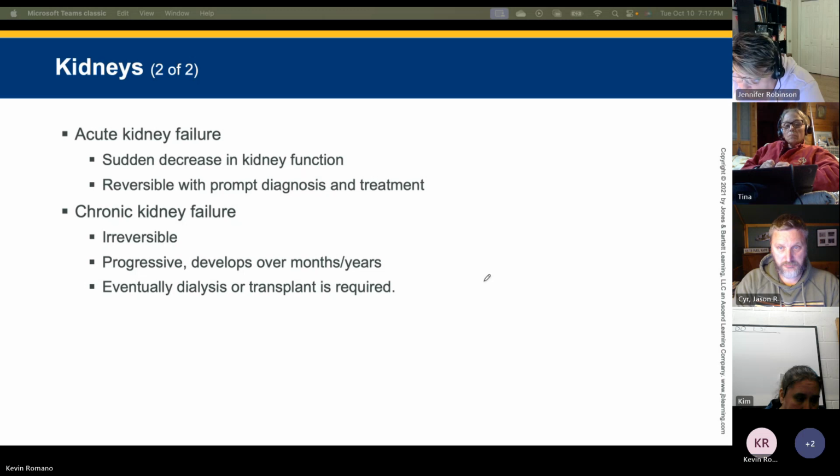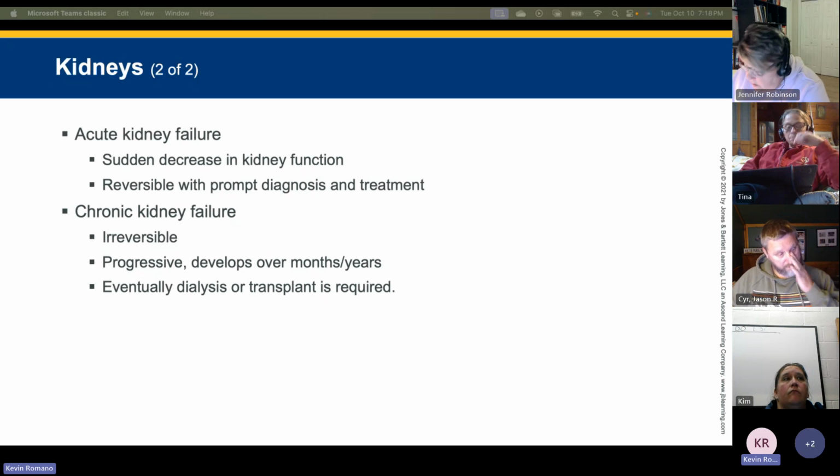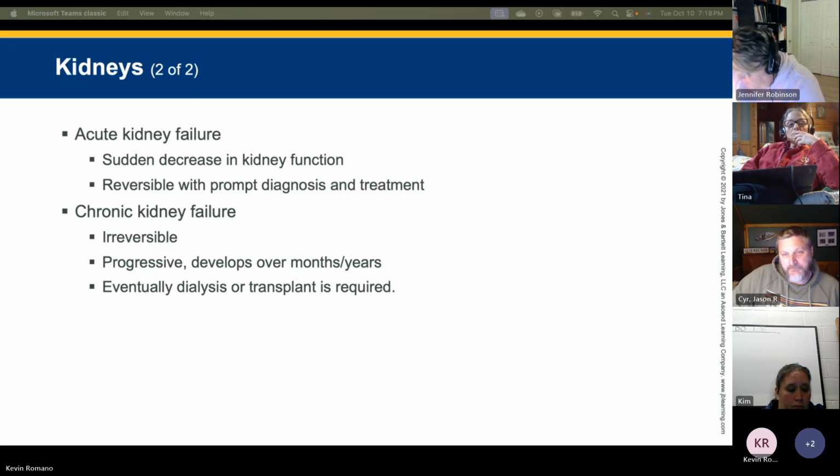Progressive, some common causes of progressive and irreversible damage would be diabetes or hypertension. Some signs and symptoms would be lethargy, nausea, headache, cramps, edema in the extremities and face, seizures, and coma. This will eventually require treatment with dialysis. These patients have an increased risk of heart failure and cardiac arrest as well. Some of the common causes of acute kidney failure are dehydration, sepsis, heart failure, medications, drug abuse, kidney stones, hemorrhage, trauma, shock, things like that.